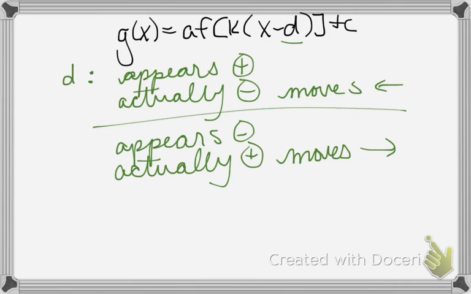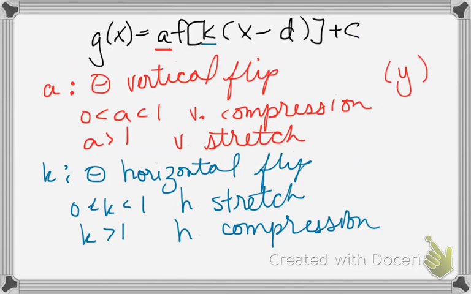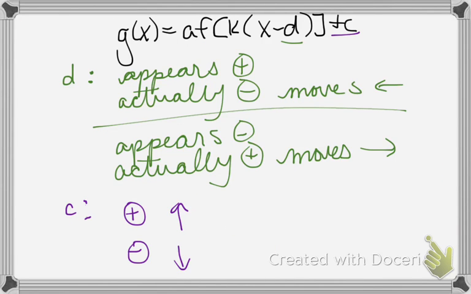Okay? The C value is a little bit more straightforward, which is nice. The C value, if it's positive, it's going to shift your graph up, and if it's negative, it's going to shift your graph down. Okay? I forgot to mention on the last slide, our K value is a change to the x coordinates. Okay, our D value is also a change to the x coordinate. And our C value is a change to our y coordinates.